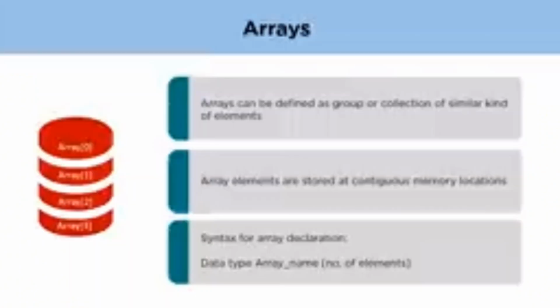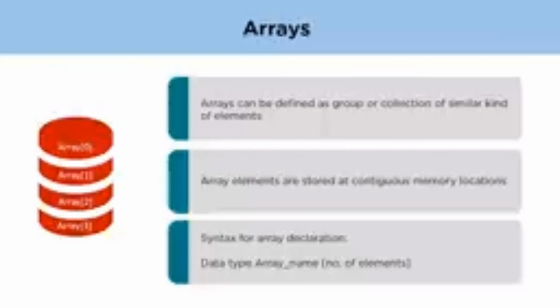Moving to arrays. Arrays are one of the most important and widely used concepts in C++. An array can be defined as a collection of similar kind of elements. The elements of an array are stored in contiguous memory locations, that is, one after the other. Arrays make it possible to store multiple values of the same data type in a single variable. The syntax to declare an array is: first we mention the data type, then the array name, and after that the number of elements inside the brackets.